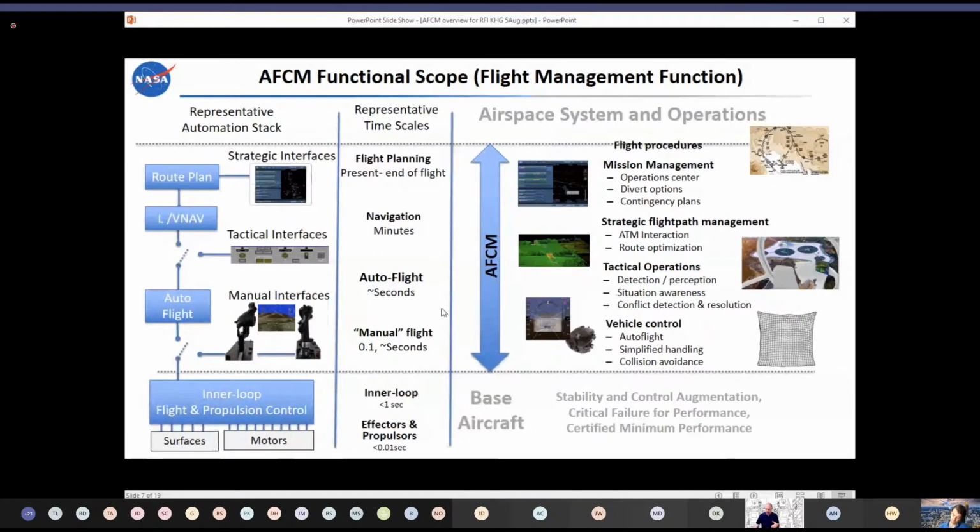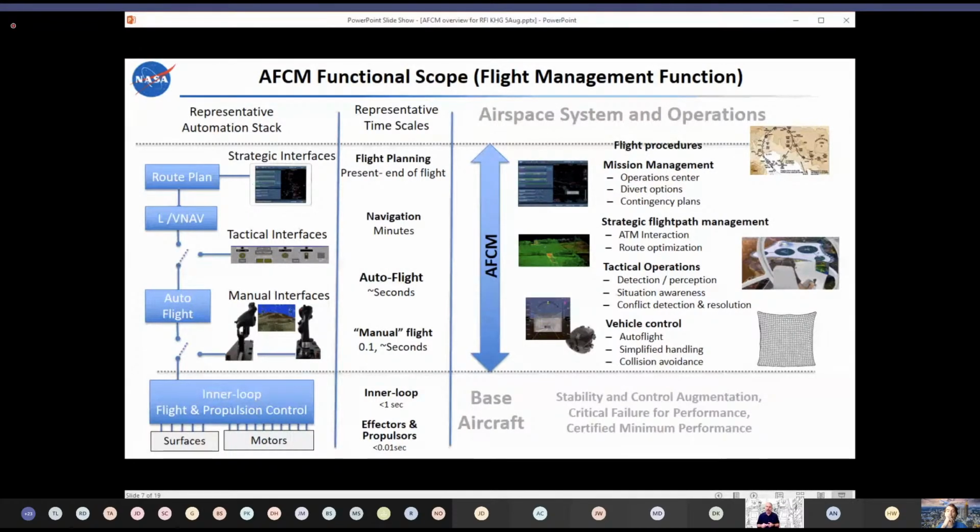And then getting into the shortest time scale that AFCM is working on is what we'll term the vehicle control layer. This gets into auto flight or an auto flight system if the vehicle is being operated in a coupled fashion. Simplified handling gets into if the pilot is, I'll say, manually commanding the trajectory.